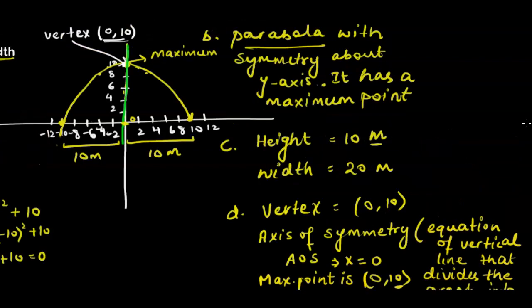And this is how we answer a question when it is given in the form of a word problem, or if you're given directly an equation of a quadratic relation in standard form. The first step is to always turn it into a table of values, then turn the table of values into a graph, and then answer the questions from the graph.